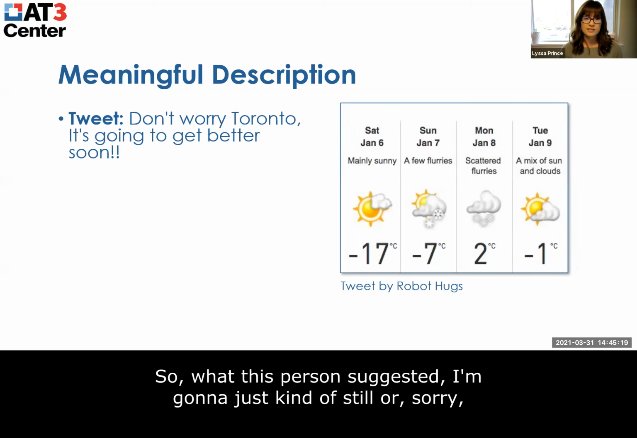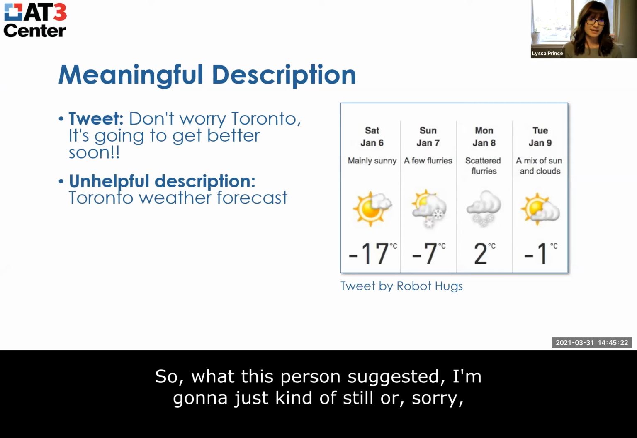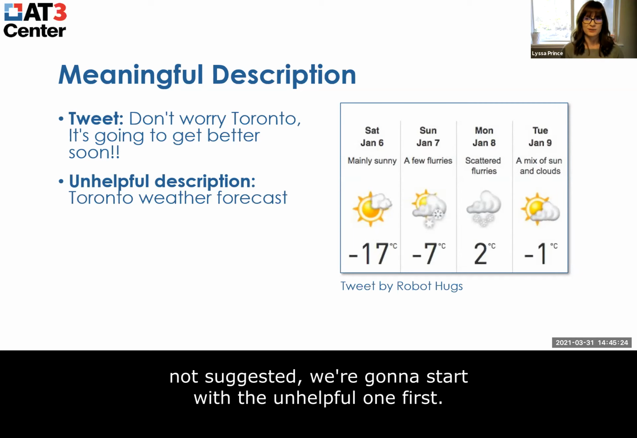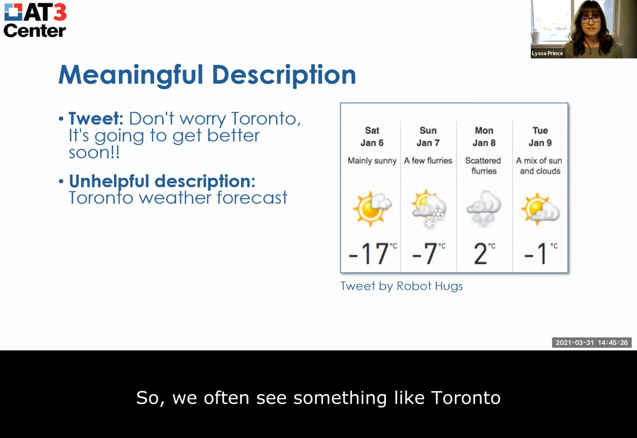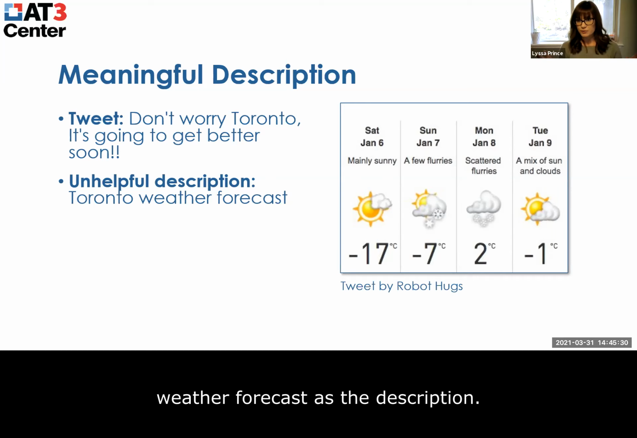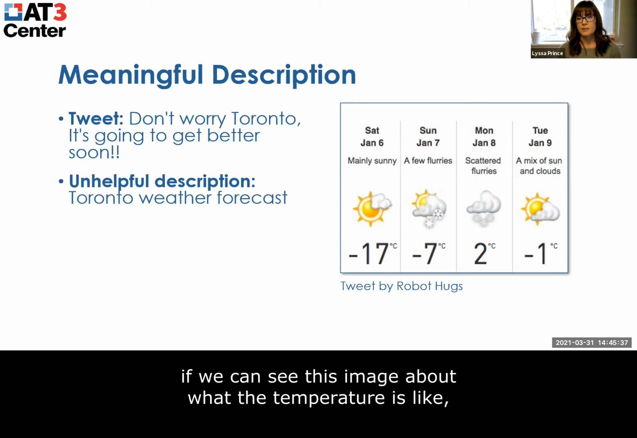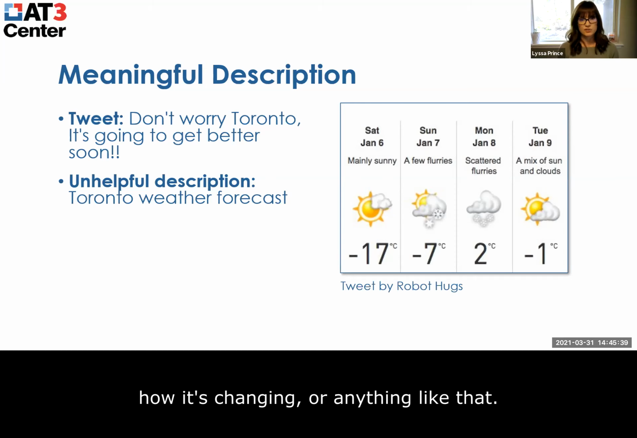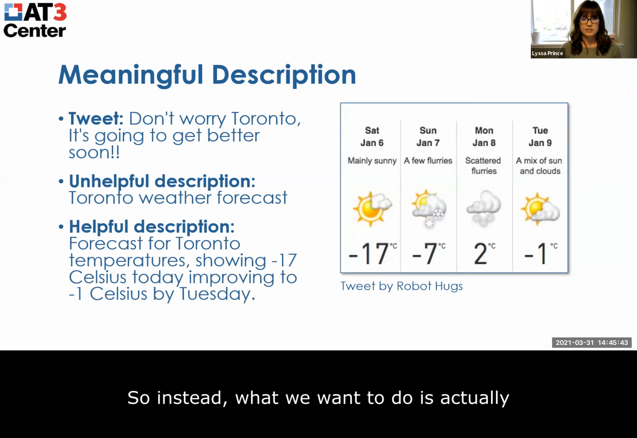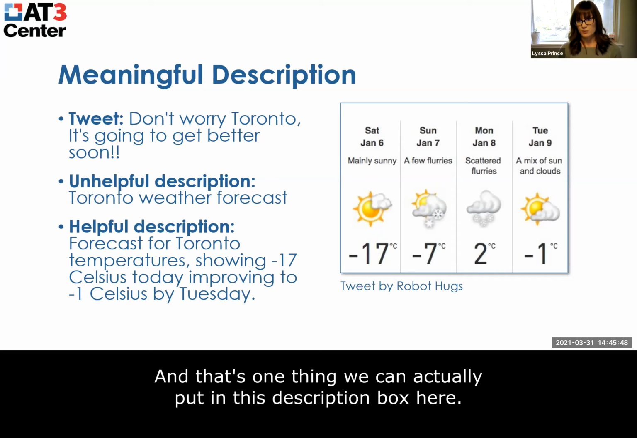All right. So what this person suggested, again, I just kind of stole, or sorry, not suggested. We're going to start with the unhelpful one first. So we often see something like "Toronto weather forecast" as the description. Unfortunately, that's not really getting us any idea, if we can't see this image, about what the temperature is like, how it's changing, or anything like that. So instead, what we want to do is look at the trend potentially. And that's one thing we can actually put in this description box here.